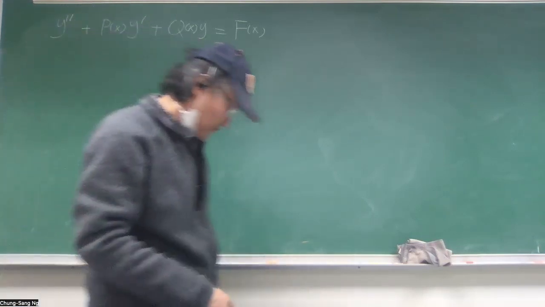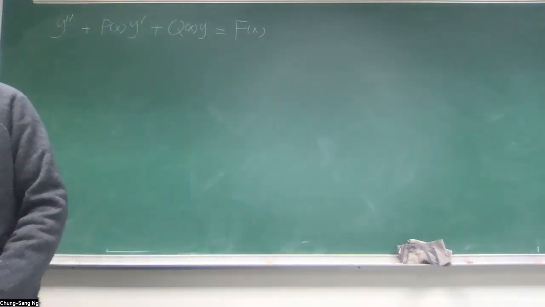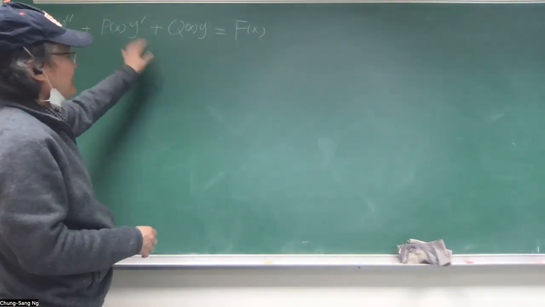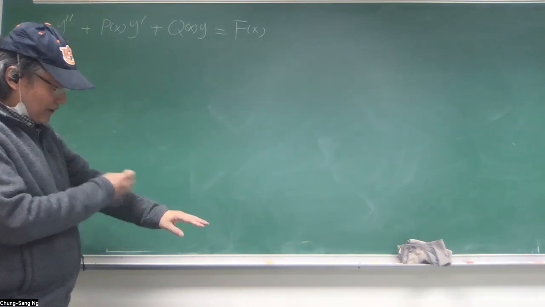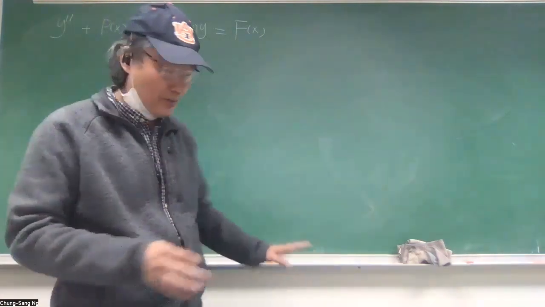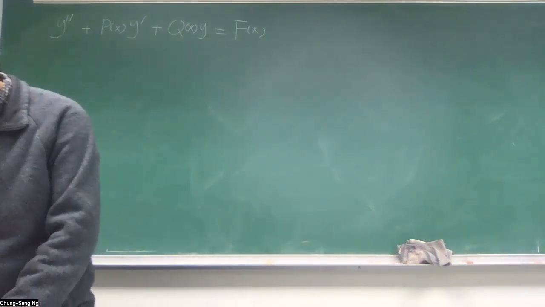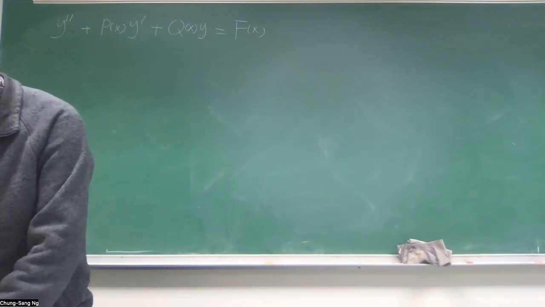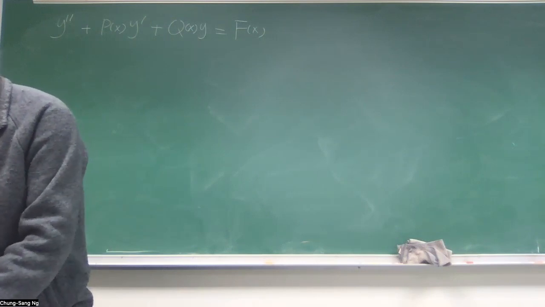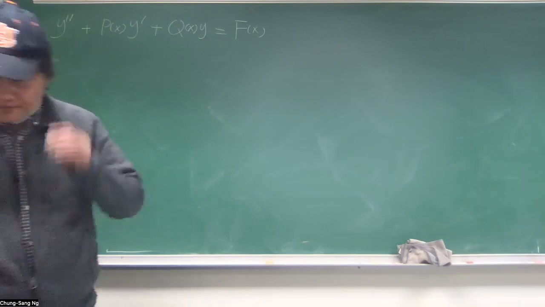And we talk about some method, like a series method, to find a solution for that one. And then if you find one, you can also use the other formula to find the second homogeneous solution. Now, if you have the inhomogeneous term, then the question asks you to show this particular form is a solution.